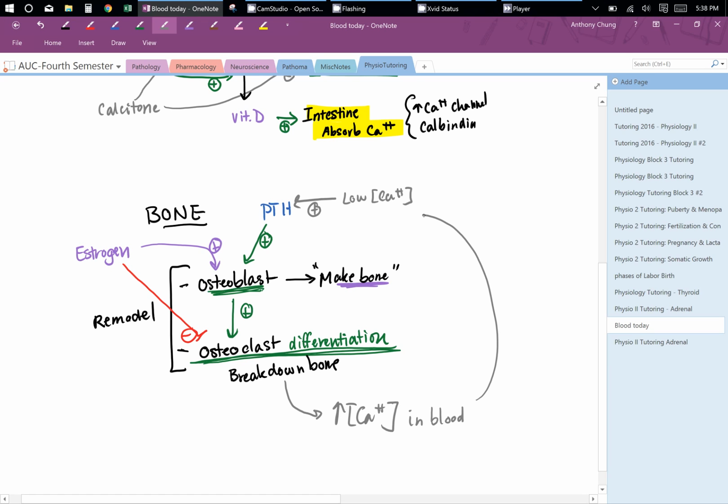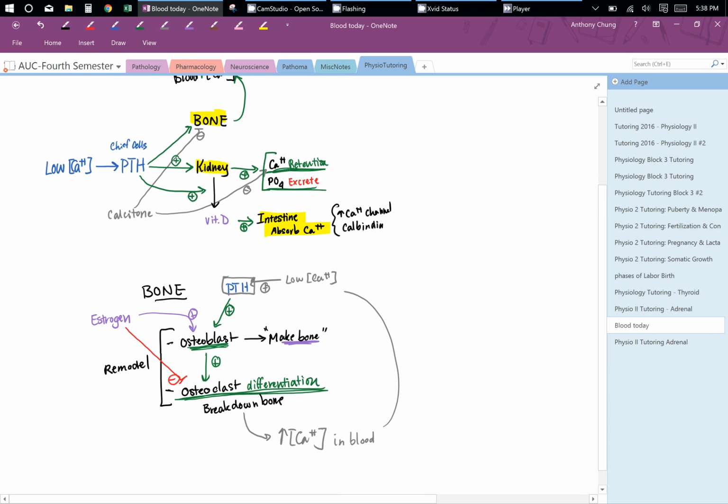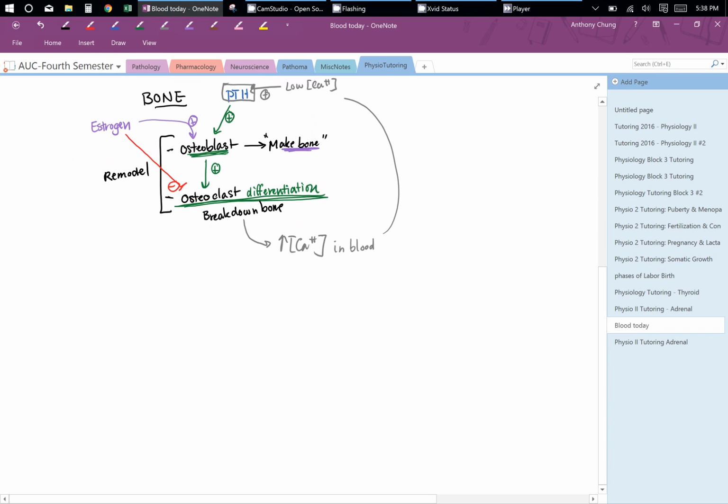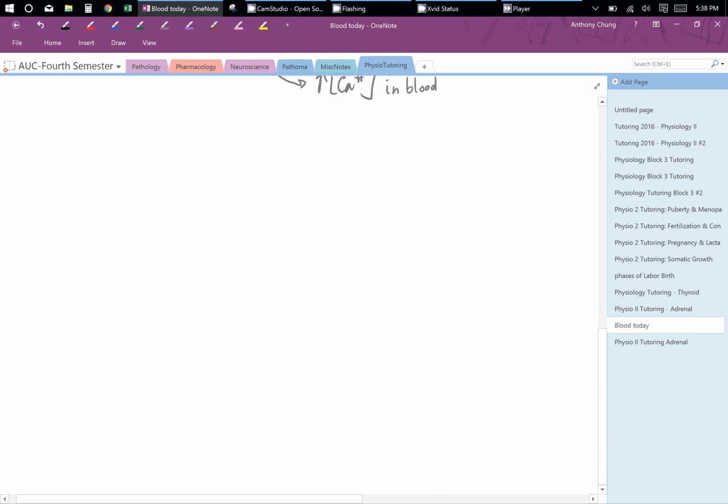Okay. So now we know the overall general gist of how it's being regulated. We're going to talk a little bit more about how the production of PTH is regulated. So are there any questions so far about this general picture? Question? No? Okay. So now we're going to talk about PTH, how it's being made and all that good stuff.